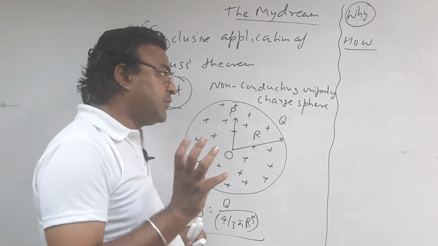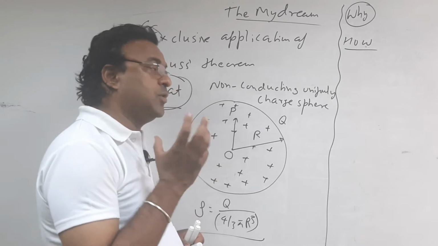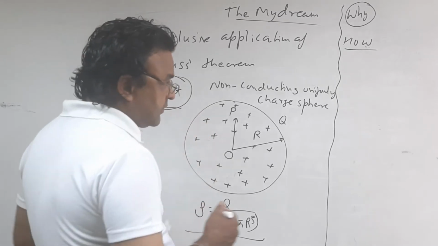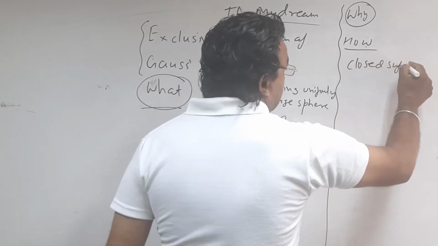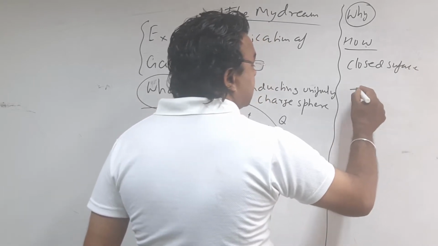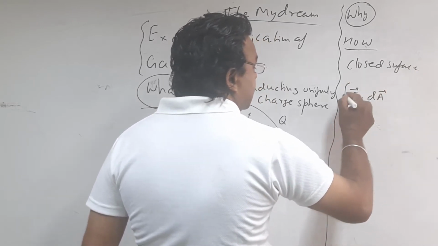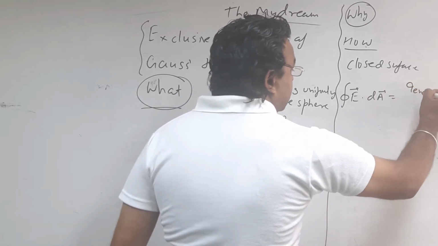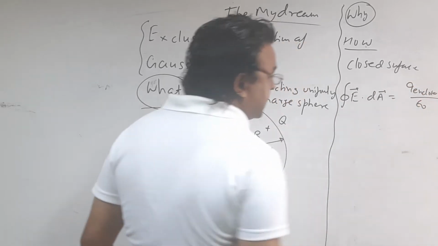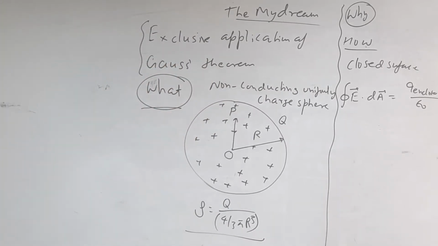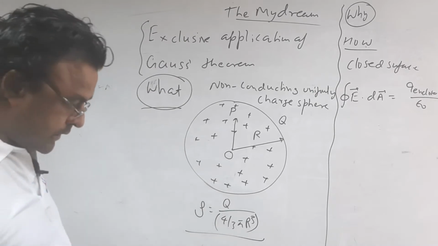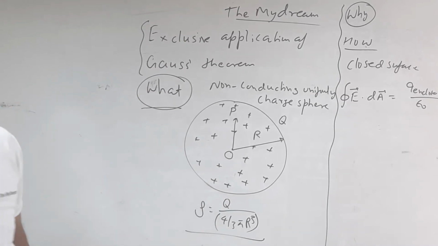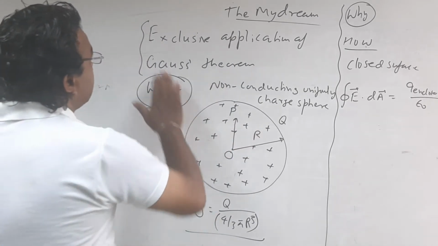Now, how we move, then first of all we should know what Gauss theorem is. Gauss theorem says if we have any closed surface, then electric flux through that closed surface is equal to Q enclosed upon epsilon naught, right? The electric flux through the closed surface is equal to the charge enclosed inside the surface upon epsilon naught. Well, now we move further.